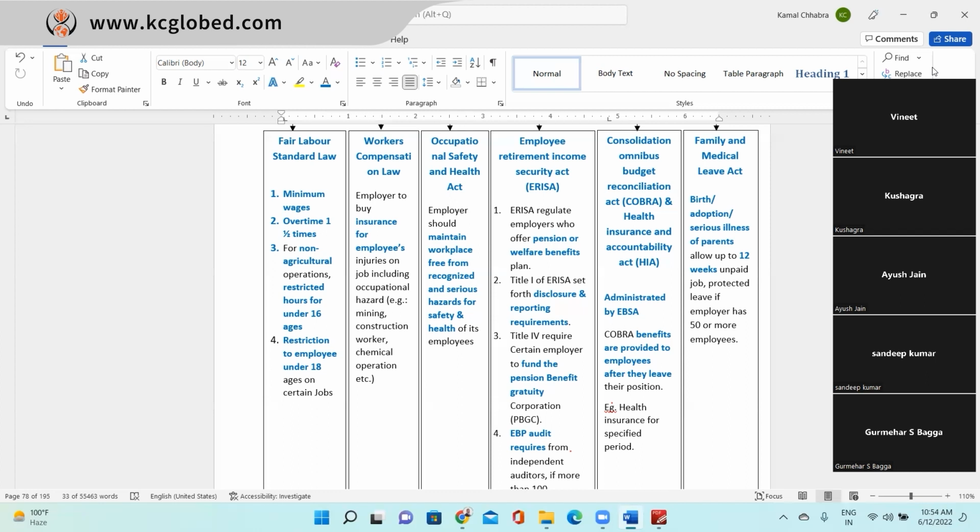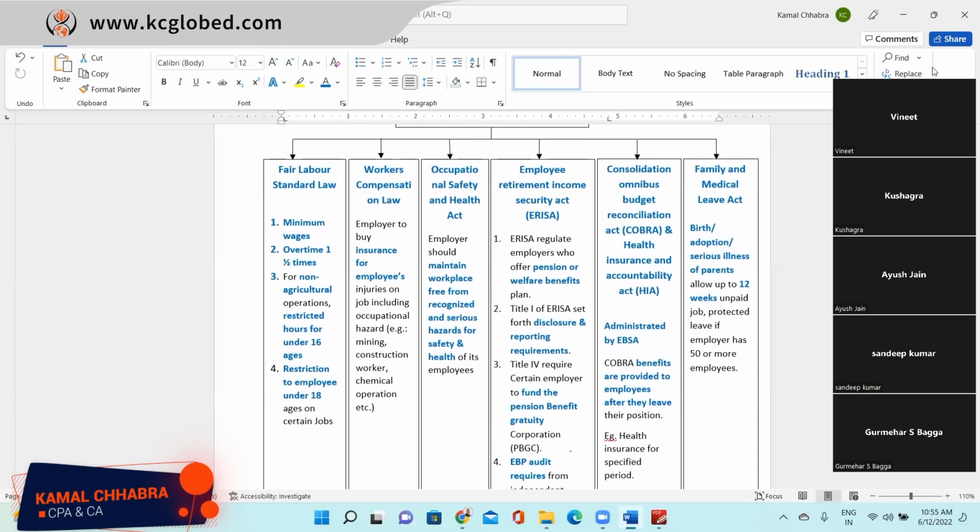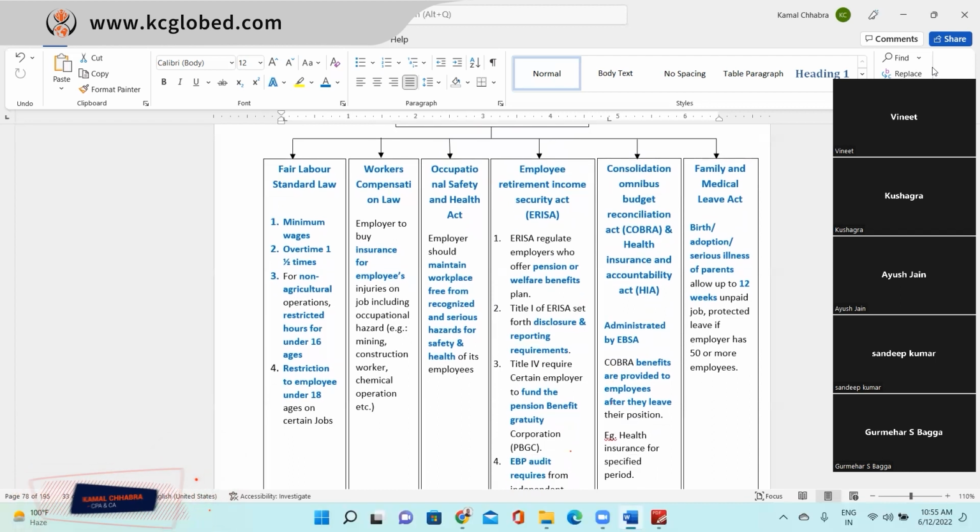Up to 12 weeks, your employer cannot terminate you. That gives security to the employee. In case of any urgency, they can take up to 12 weeks of leave. But this applies to employers who have more than 50 employees. So these are 6 laws which as a CPA we should be aware of, which come under the Department of Labor. Any doubt here? So far so good?